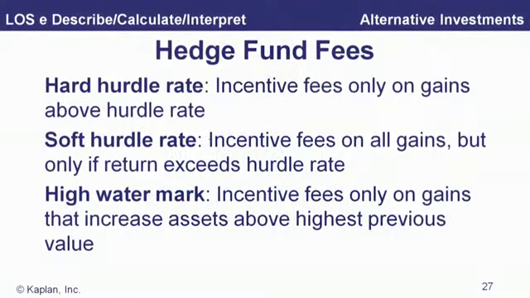Now a soft hurdle rate is more like a trigger. You get incentive fees on all the gains, but it only kicks in if the return exceeds the hurdle rate. So that's why I say a trigger. If returns exceed the hurdle rate, they get their 20% incentive fee on all the gains.